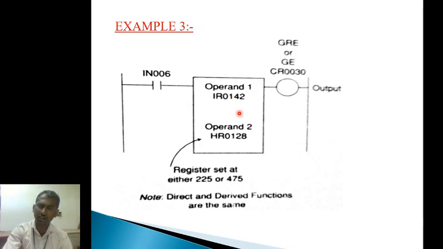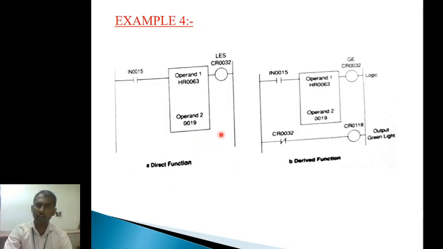when the value is greater than or equal to, then the output will be on, and its comparison will be completed when the IN006 is on. So the greater than or equal to is also a most commonly used PLC comparison function. So we don't have the derived function. Why? Because the direct representation and the derived representation both are the same for the equal to function and greater than or equal to function.